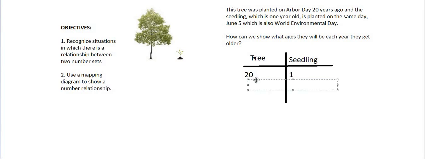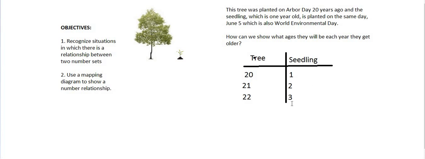The next year, it would be 1 extra year, right? So it's going to be 21 years old. Now, when this tree is 21 years old, the next year, this seedling is also going to increase by 1 year in age. So it's going to be 2 years old. All right, let's do one more where we have the tree being another year older. Another year passes, so it's going to be 22 years old. And the seedling would also be 1 year old.